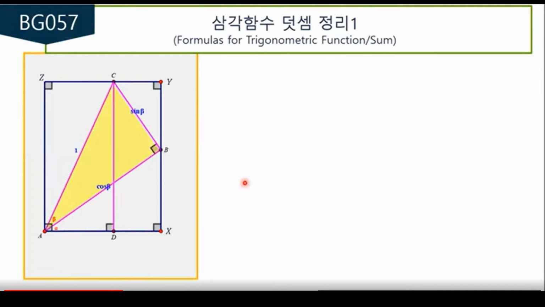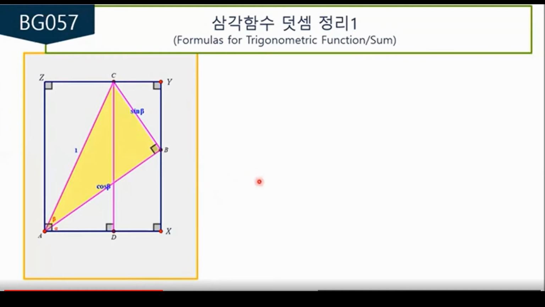And BA over CA is cosine beta, right? And that means multiplying hypotenuse CA by cosine beta would be the adjacent AB. This is very important, okay? So the given angle is beta, and the adjacent is a ratio of cosine beta, and the height would be a ratio of sine beta.